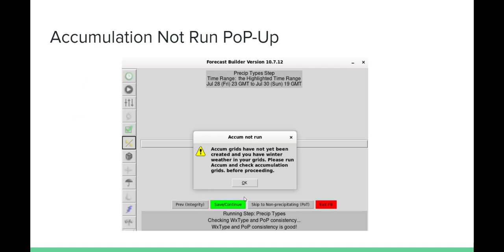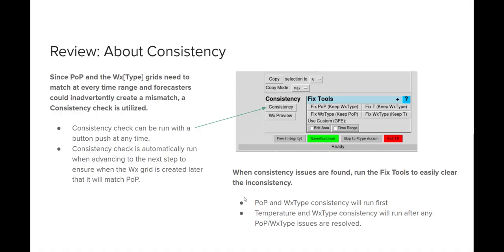If you don't select the Run Accum button, a pop-up will appear asking if you want to run it as a reminder. There may be situations where you change the weather type grids but want to keep your accumulation grids as is. So you can skip this by clicking on either the skip button or the left side of the menu navigation bar. On to consistency checks.